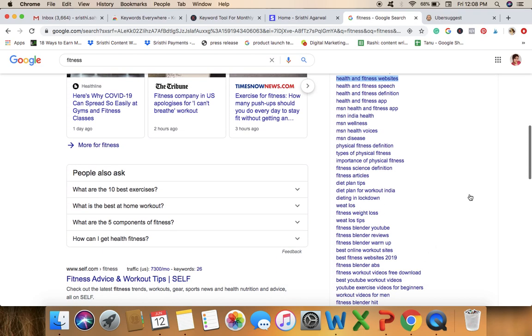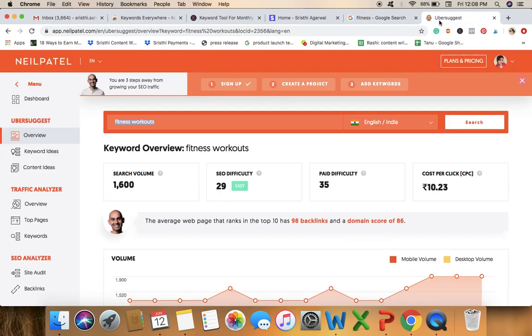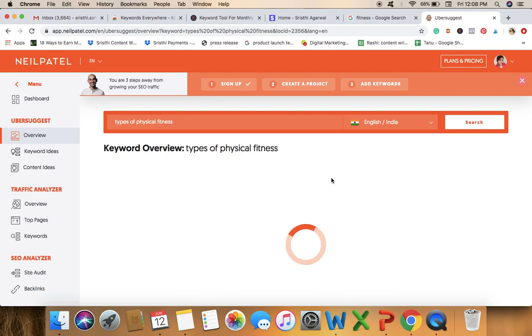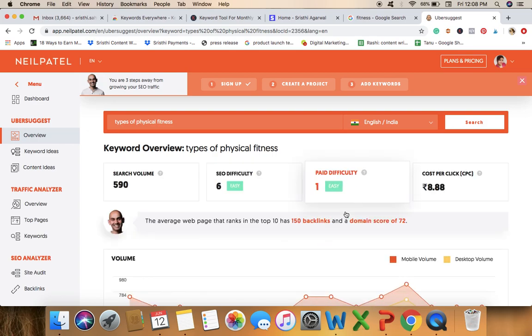So you can keep trying, like physical fitness definition, types of physical fitness. So let me just try this one. Types of fitness, physical fitness. I'm not sure. So you will have to keep trying and see, because research takes a lot of time. That is where all the skill is required.